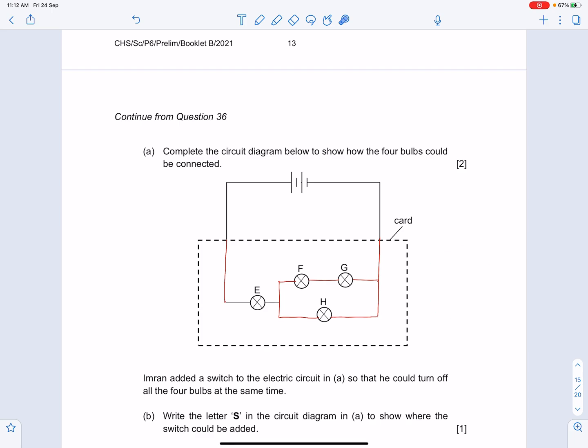Now, be very careful. A lot of you thought that this was wire. This is not wire. A lot of you drew this, straight away drawing from here. This is not a wire. This is the card. So read carefully.